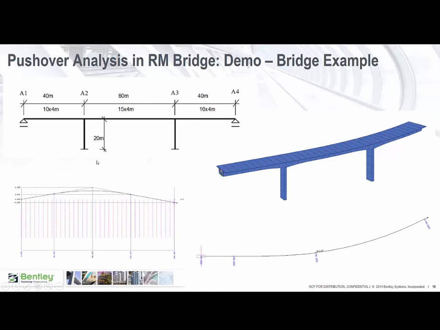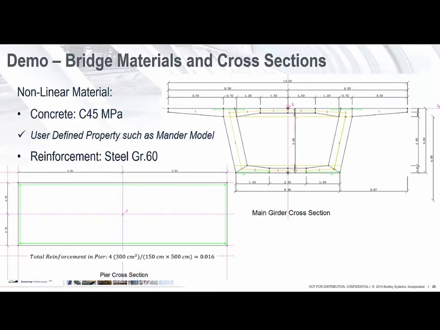The height of pier is 20 meter, and this picture on the bottom left hand side shows the profile of the bridge. For the material and cross section of the bridge, we have a box girder which is 13 meter wide, and the depth is varied between 3.5 to 5 meter.